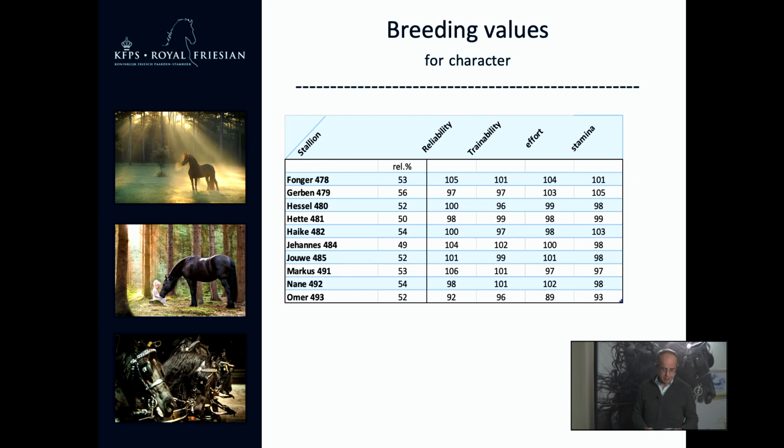What you would like. And the only problem in this is that you see that the reliability, and that's the reliability of the breeding value, so not the reliability of the horse, is rather low. They're around 50%, and you would like to see that a lot higher. If you look at conformation traits, our breeding values have a reliability of over 70%, 80 or 90%, because we have much more information from many more offspring.